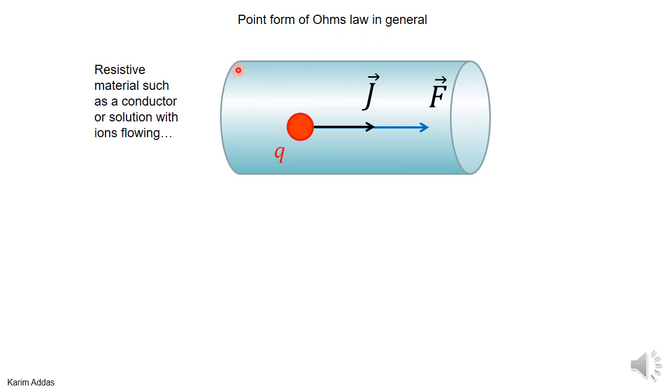So let's say you have some resistive material, like a conductor, and there's charges inside the material, and there's a force being applied to the charges, F, and because there's a force being applied, there results a current inside the wire, and the current can be characterized by the J vector, current density, at every point inside the wire.